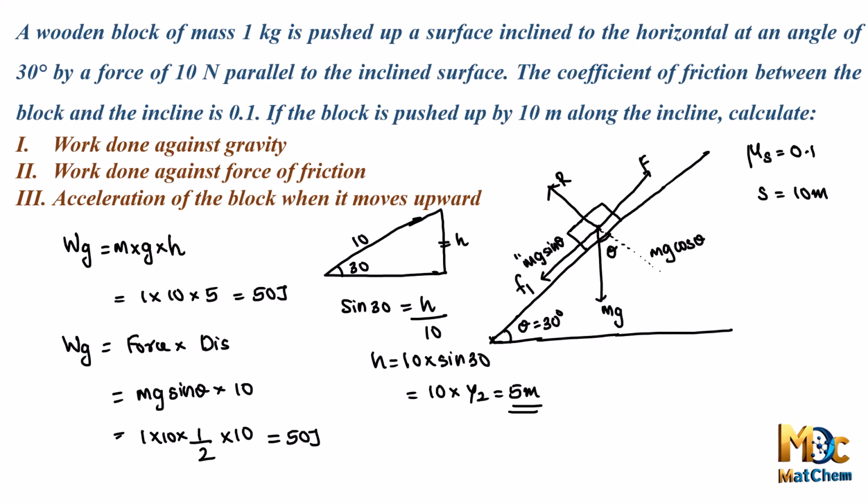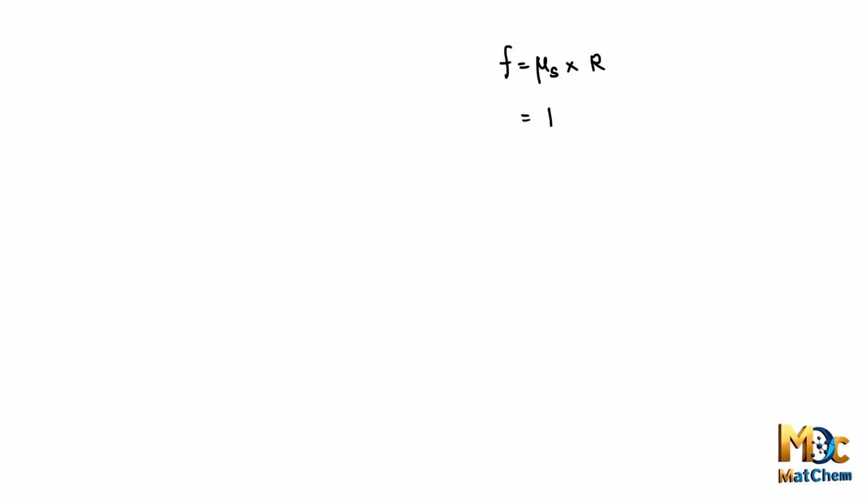If you're considering force due to friction, we know that force due to friction is equal to coefficient of friction mu s into normal reaction. We know that normal reaction and mg cos theta are acting opposite to each other, so we can write it as mu s into mg cos theta. What is the value of mu s? Mu s is 0.1, mass is equal to 1, acceleration due to gravity is 10, cos theta is cos 30. So that is 0.1 into 10, that will become 1. Cos 30 is equal to root 3 by 2.